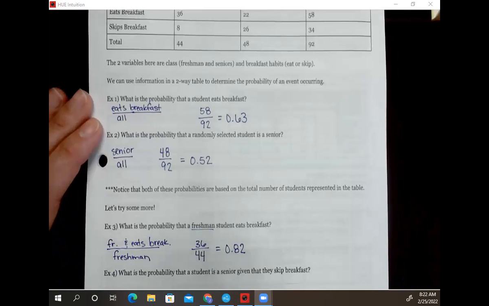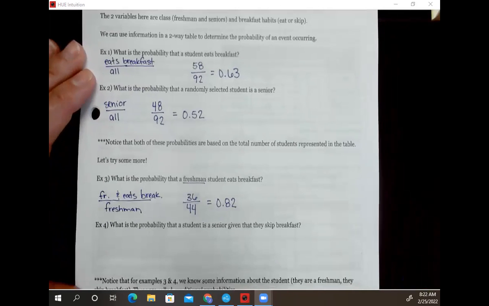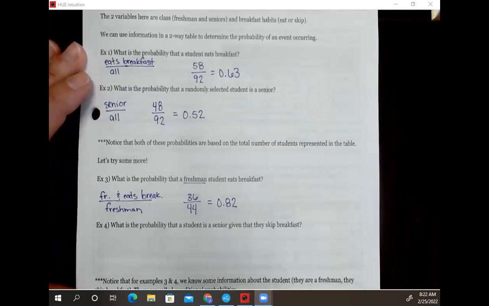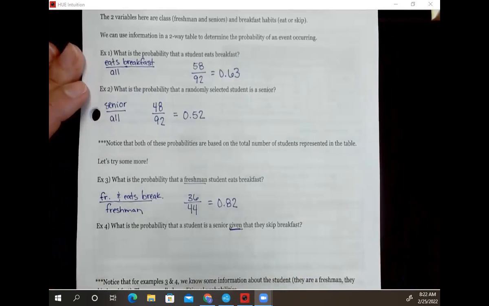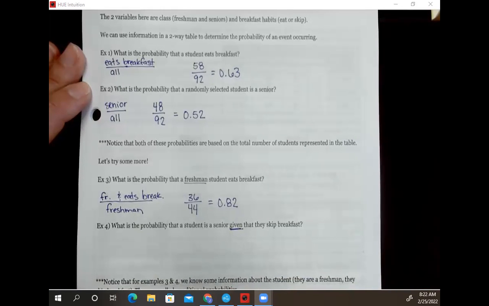And then for example 4 here, what's the probability that a student is a senior given that they skip breakfast? So this is another key word here, another way that I could phrase a conditional probability, given that they skip breakfast. So I know some information about this student already. I know that they skip breakfast. They do not eat breakfast.